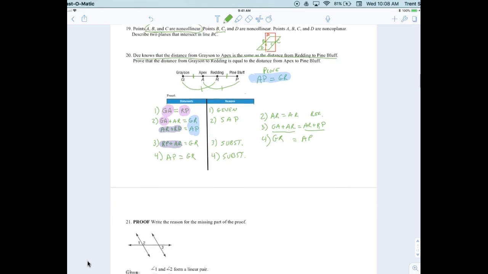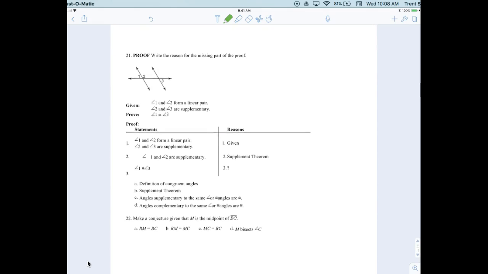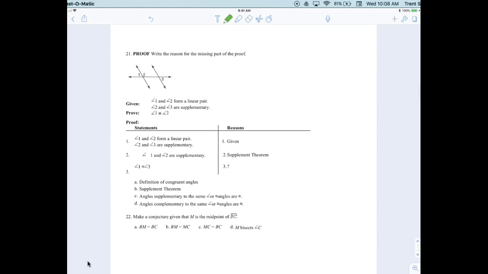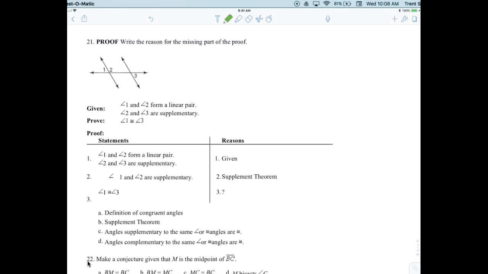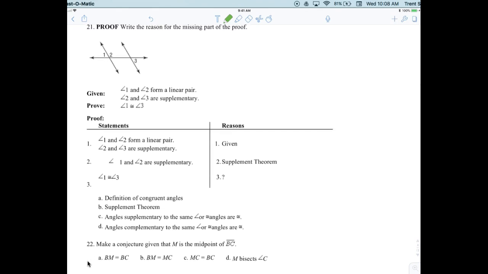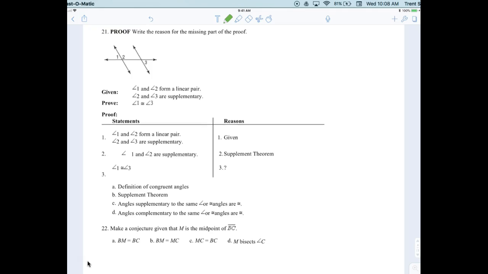I'm just scrolling down, so anybody? Which one? Let's take a look at 21. Now sometimes I don't like these because sometimes you may not see it exactly the way they do. Well, let's see if we can figure this out.